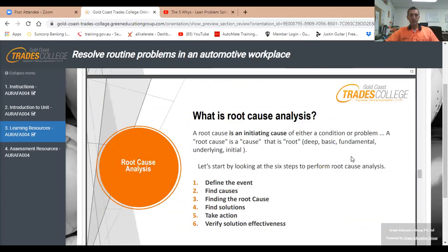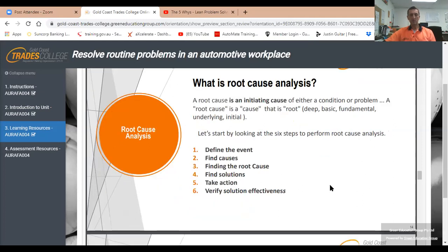Our next one is root cause analysis. Each one of these methods of problem solving has its own theories, if you like, and they can be used individually or all together. This particular one is root cause analysis. In its heading is the root cause. A root cause is an initiating cause of a condition or a problem. A root cause is the deep, basic, or fundamental underlying initial cause of an issue. So let's start by looking at 6 steps to perform a root cause analysis.